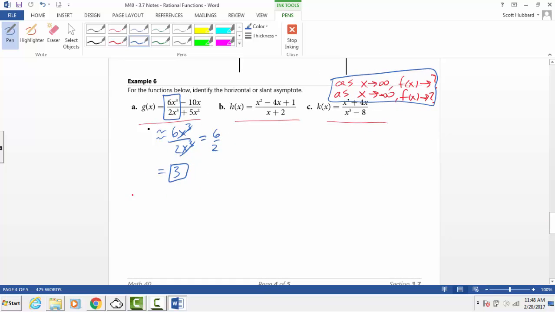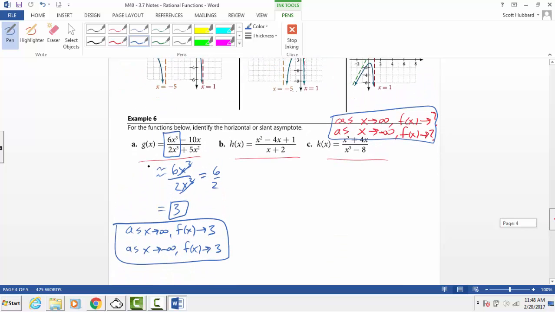And so what that means is that as x goes to infinity, the graph just goes to that value. And as x goes to negative infinity, f also goes to 3. Okay?